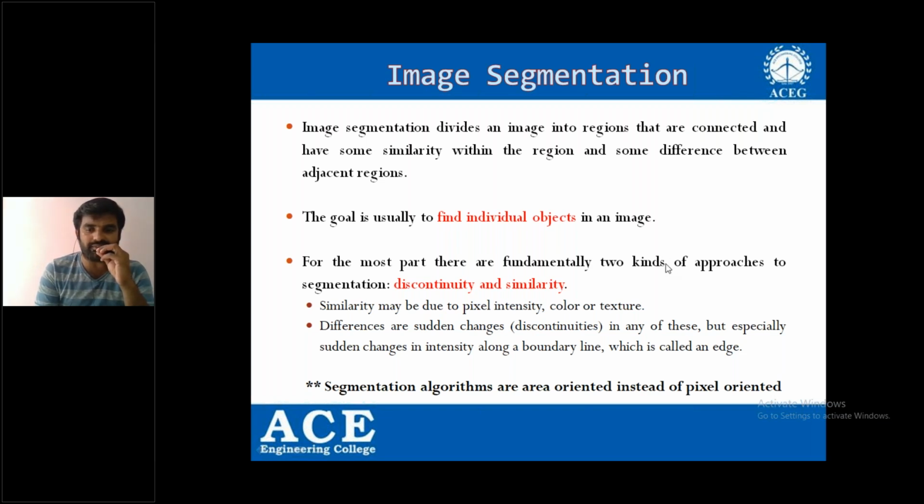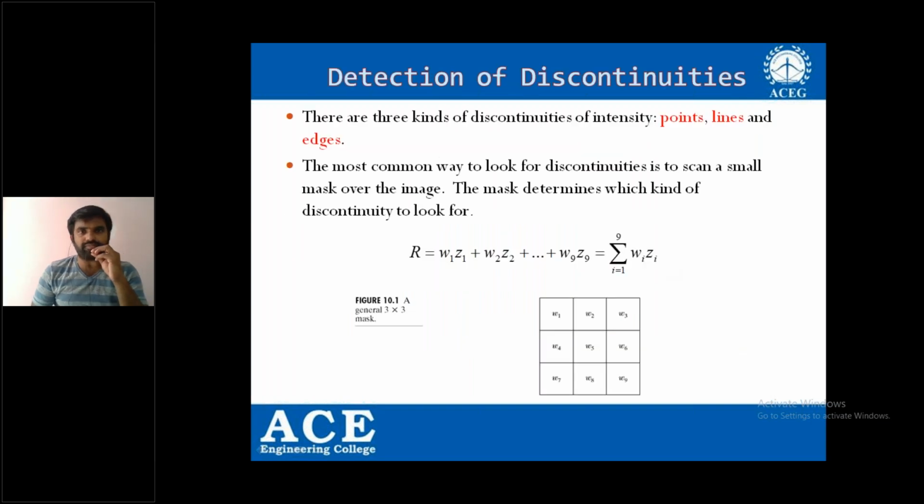See, physical segmentation is not applied here. First one is, how do you identify the discontinuities, and how many types of discontinuities we have? We have point discontinuities, line discontinuities, and edge discontinuity or edges.